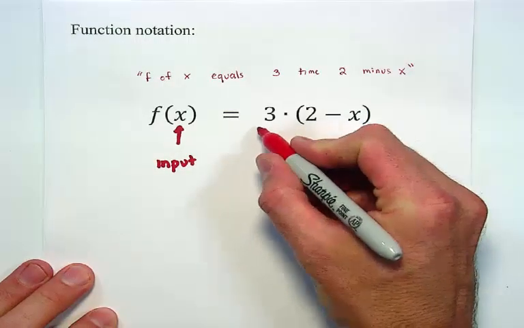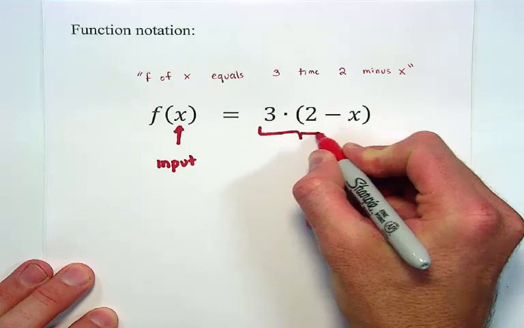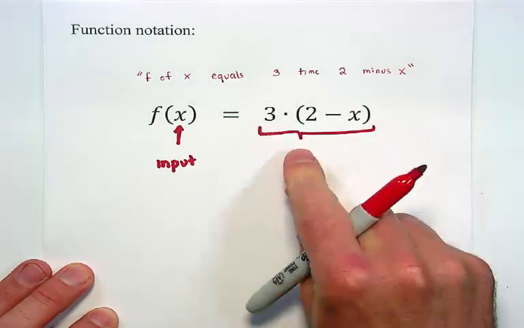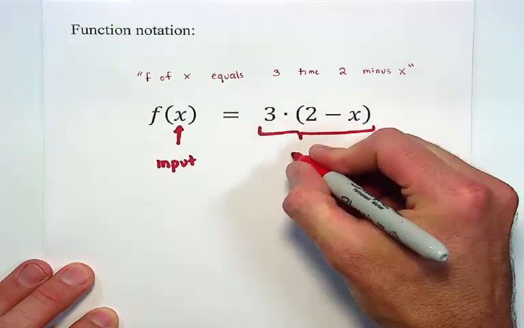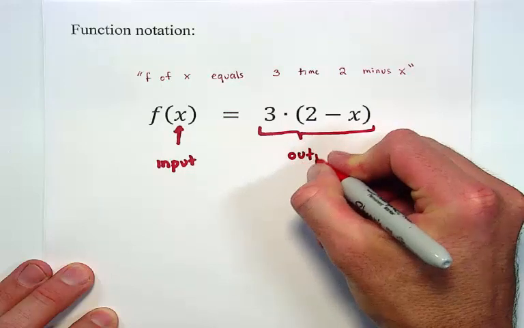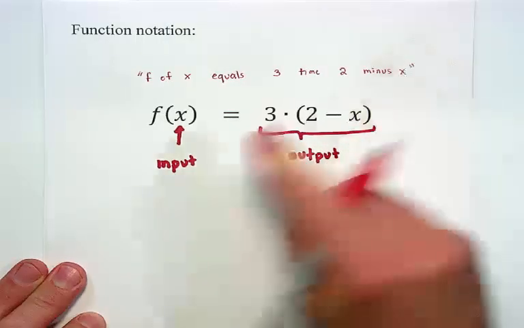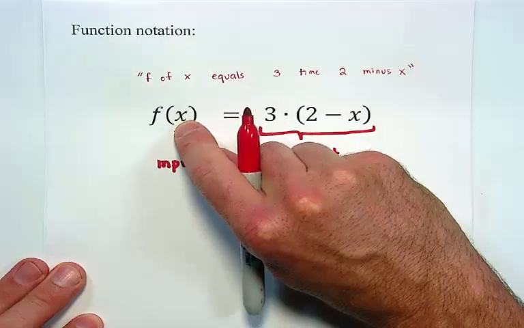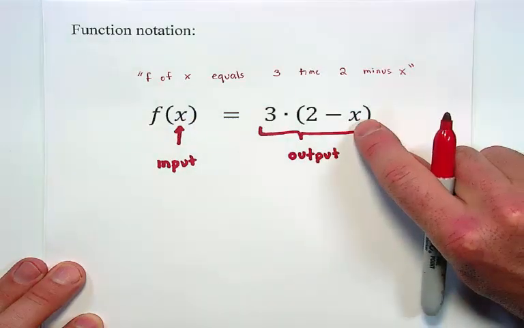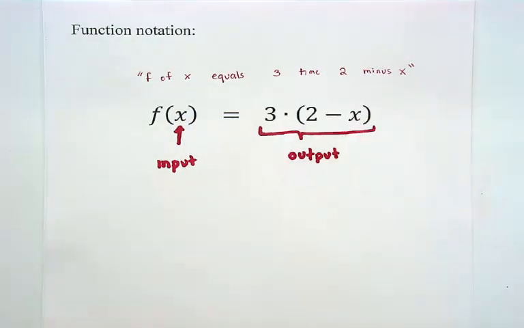The entire expression on the right-hand side of this equal sign is called the output of this function. For each input that we choose, we can calculate a corresponding output.